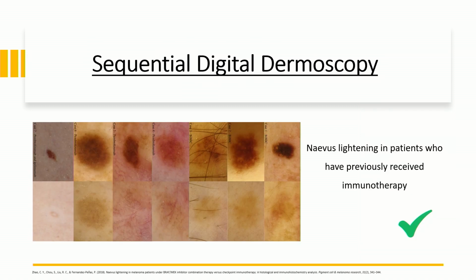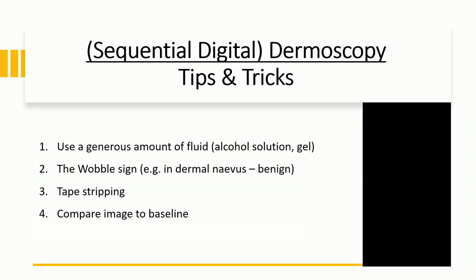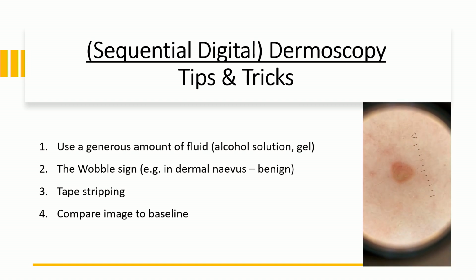For some papules or lesions, you can do a test called the wobble sign. The wobble sign is found in dermal nevus, which is completely benign. It means that if it wobbles around, it's mobile, so it's not tethered to the deeper structures. That's why it's a valuable tool. So that's the wobble sign. It wobbles quite nicely, so not tethered. That's a dermal nevus, which is completely benign.